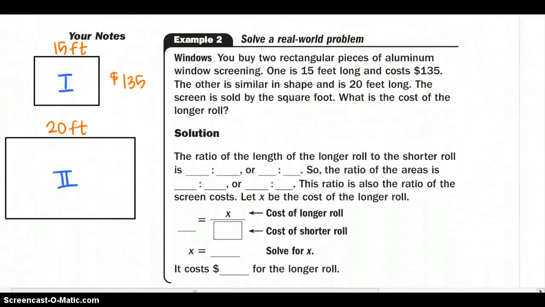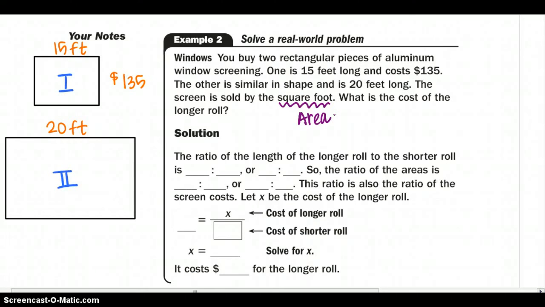Continuing on with our next example, we are buying two rectangular pieces of aluminum window screening. One is 15 feet long and costs $135. The other, similar in shape, is 20 feet long. The screen is sold by the square foot, and we know square feet tells us about our area. So what's the cost of the roll?